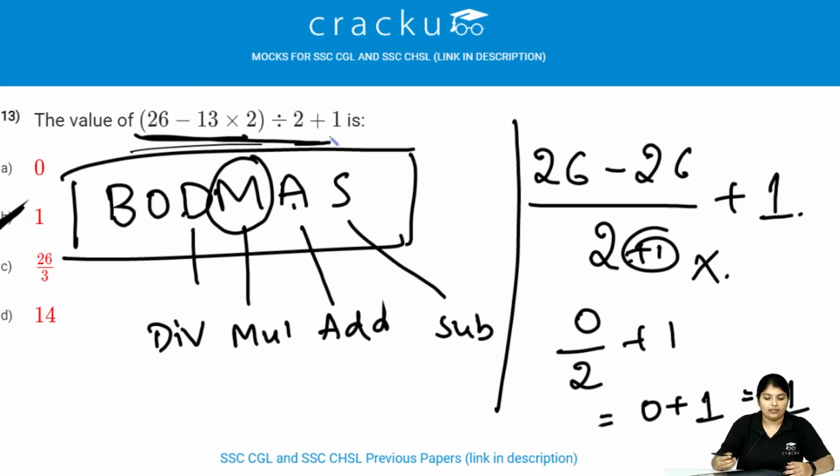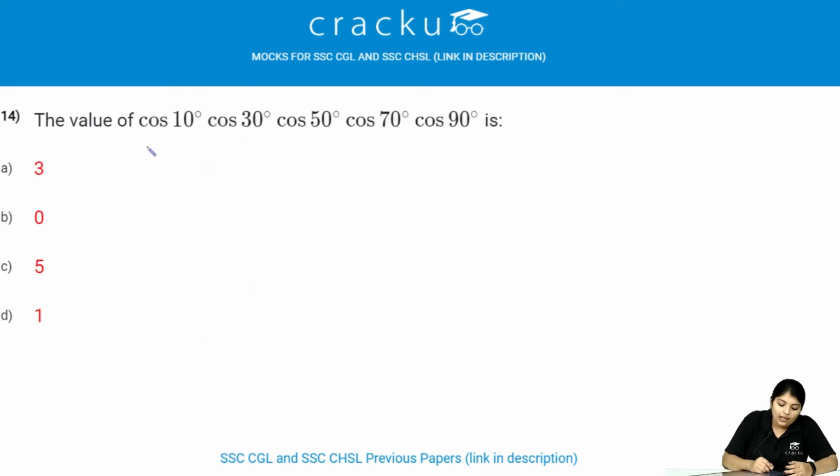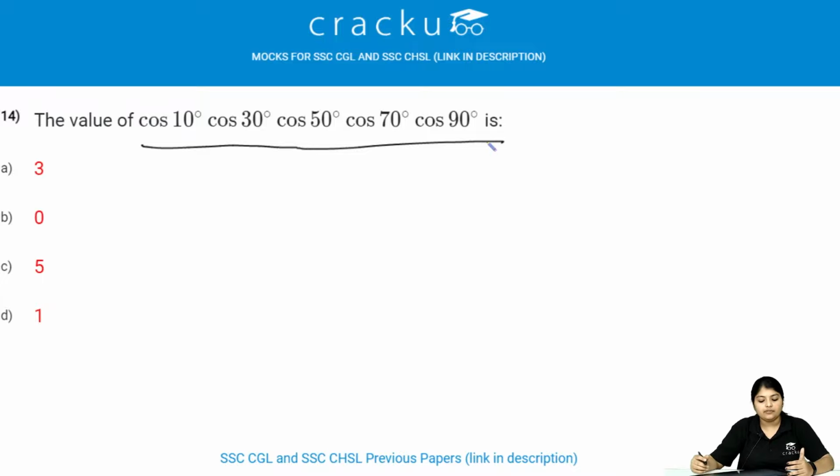Now let's see the next one. The value of cos 10, cos 30, cos 50, cos 70 and cos 90. Yes, this is one more type of question where we get panicked. In the examination we feel, oh, we don't know the value of cos 10, cos 50. Again we have to do the sign changes like the sign of 90 minus and all.